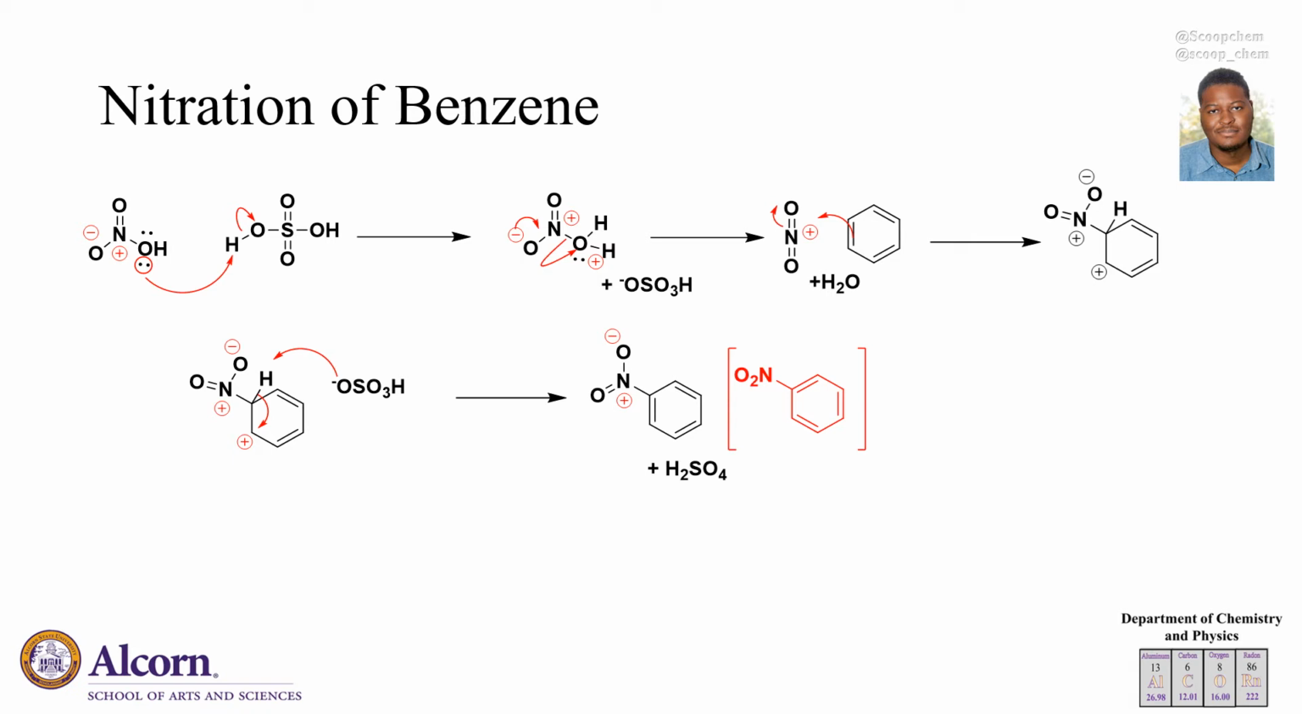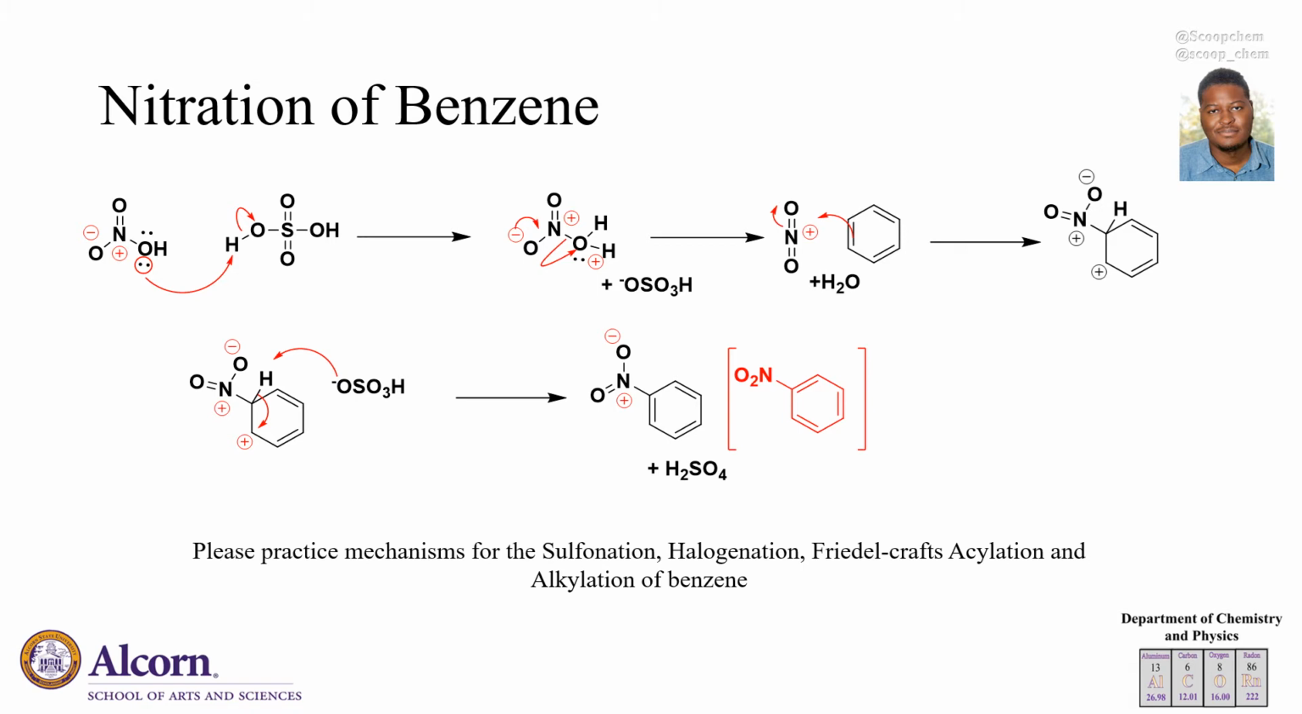Benzene attacks that to generate my arenium cation. My conjugate base deprotonates while re-aromatizing the compound to generate my nitrobenzene product. Okay? So for practice, please practice the mechanisms of sulfonation, halogenation, Friedel-Crafts acylation, and alkylation of benzene. It's good practice for you guys to practice all the mechanisms for all 5 classes of electrophilic substitutions.